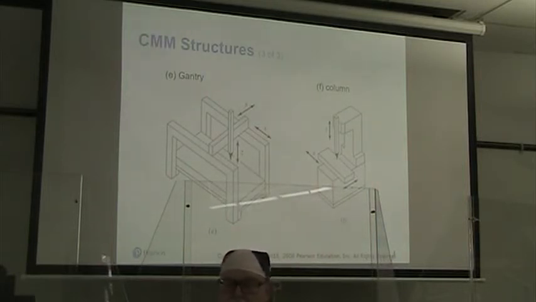And here we see the column type of coordinate measuring machine where the probe head and the probe only move in the Z direction, and a table on the machine actually moves in both the X and the Y directions.